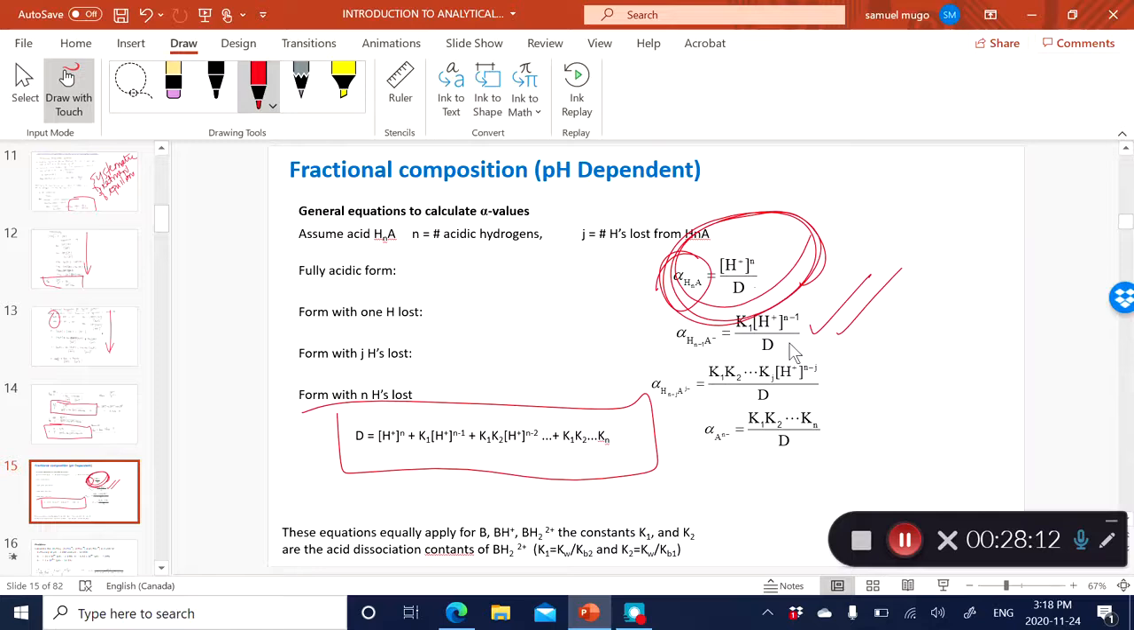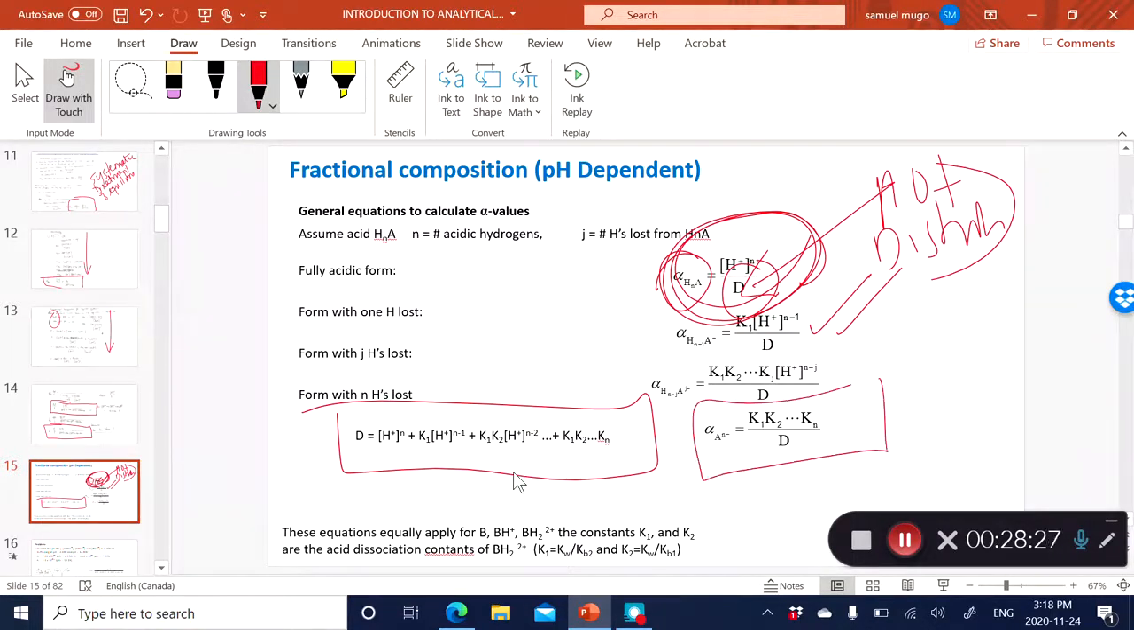All right. And by that, remember, this D really is not a distribution equilibrium. Remember that. It's just a symbol in that case. The fully deprotonated system, you're going to see the fractional composition is equal to Ka1, Ka2, and so on up to the Kan, divided by this relationship. So I hope that's fairly clear. Again, these are Kas, Ka1, Ka2, and so forth.